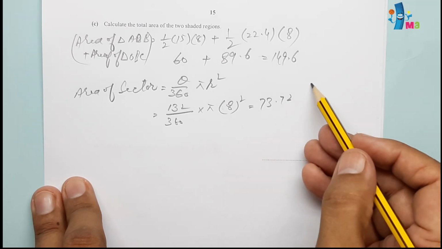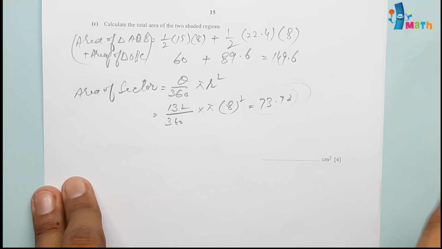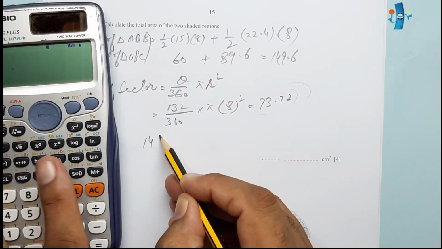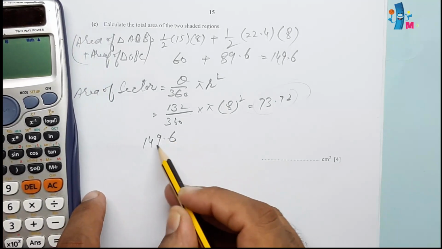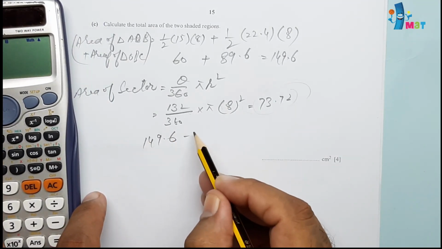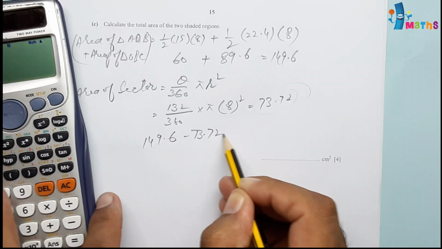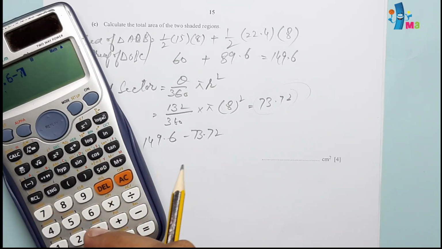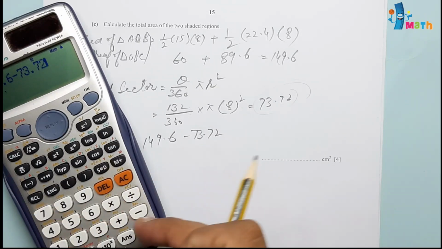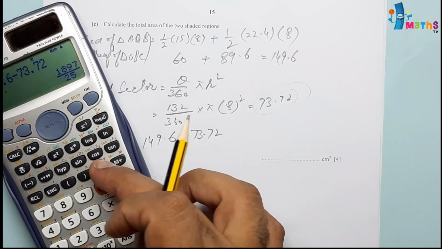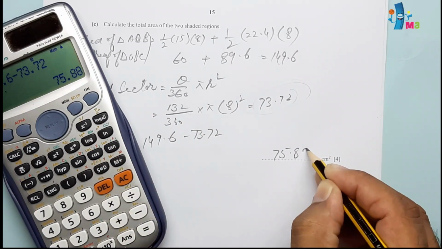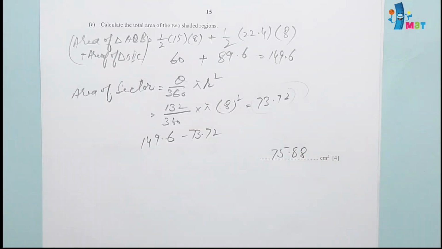So now this is the area of the sector. Now we can subtract: 149.6, the area of both triangles, minus 73.72. So if we check, 149.6 minus 73.72 will be equal to 75.88. So 75.88 will be the answer.